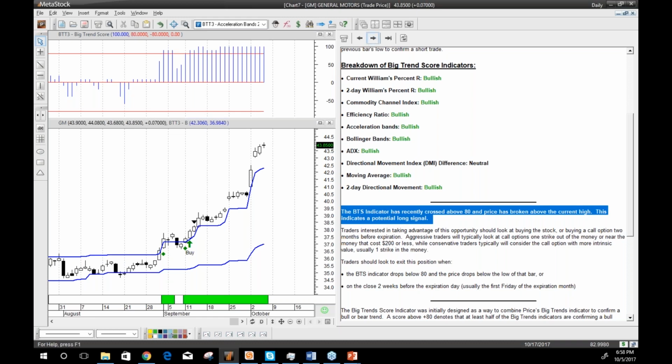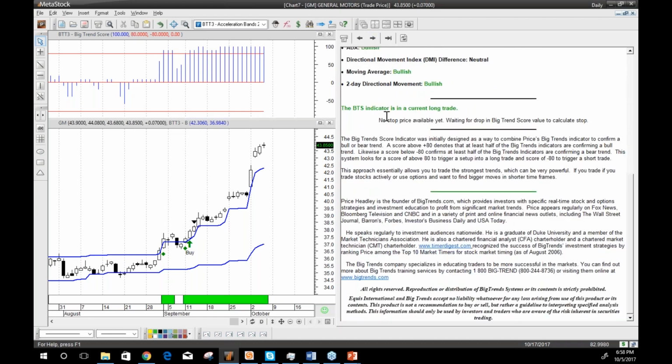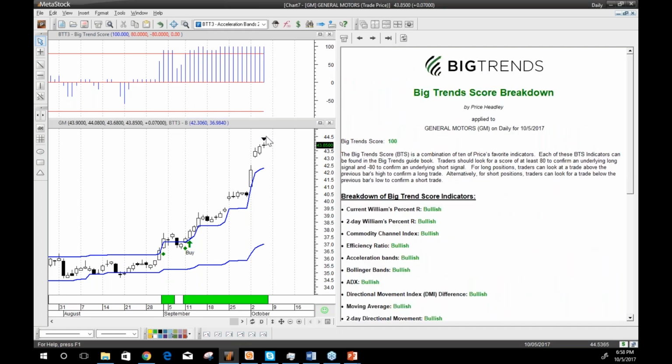If we go to the next day, I'm just going to skip down to what it tells you about the current day. Once it has a little bit of a retracement, it hasn't had one yet, but once it has, it's going to form a stop level for you. And when that happens, instead of saying no stop price available yet, wait for the drop in the BigTrends Score value to calculate a stop, as soon as it can calculate a stop based on a retracement, it's going to give you that stop value, and you'll be able to put that in with your brokerage. So up until that point, what you want to do is just check in on it every day.